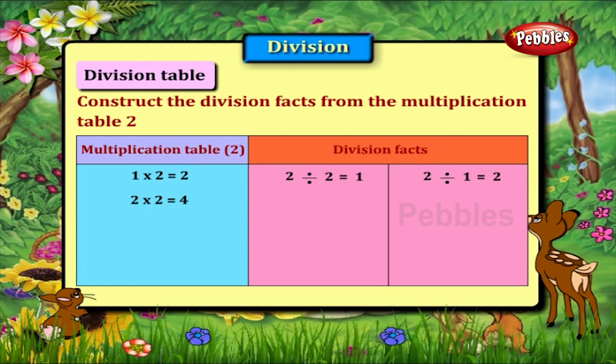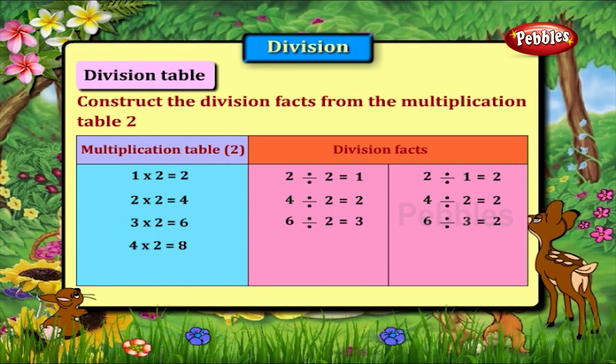2 into 2 is equal to 4. Division facts: 4 divided by 2 is equal to 2. 3 into 2 is equal to 6. Division facts: 6 divided by 2 is equal to 3. 6 divided by 3 is equal to 2.